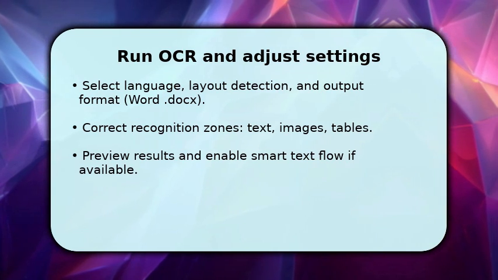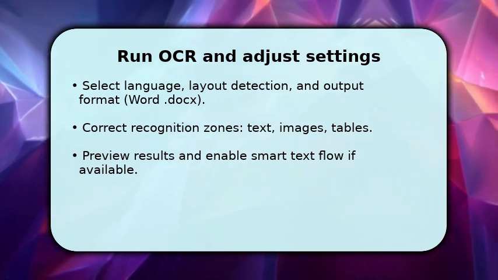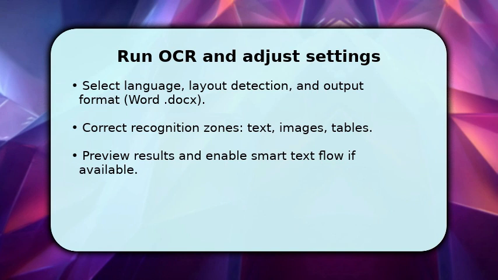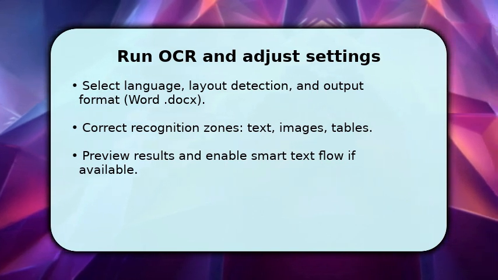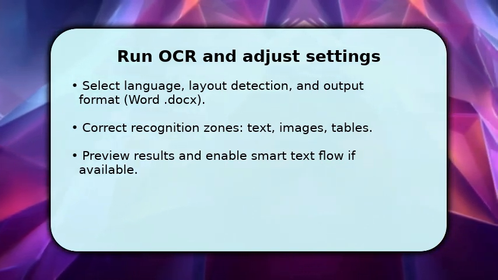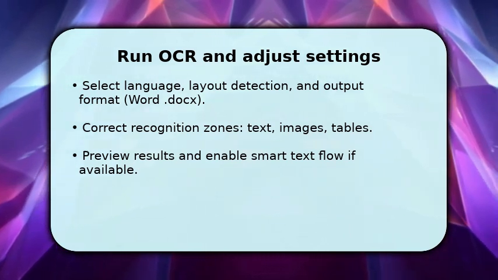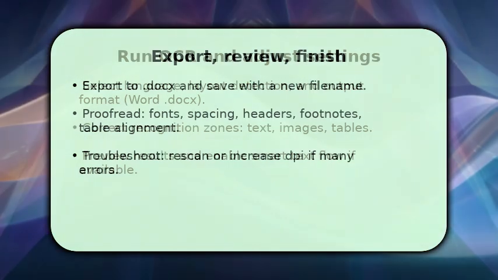Fix misread characters, merge split words, and confirm headings. Once satisfied, choose DocX Export and enable Retain Formatting or Smart Flow, so the converted Word document mirrors the original layout. You finish by exporting the OCR result to Word and saving a copy.